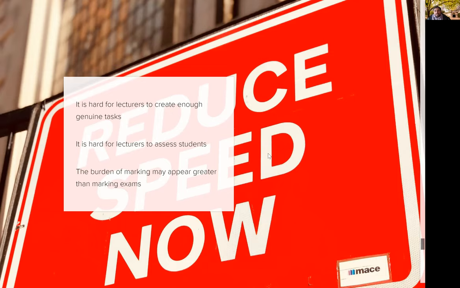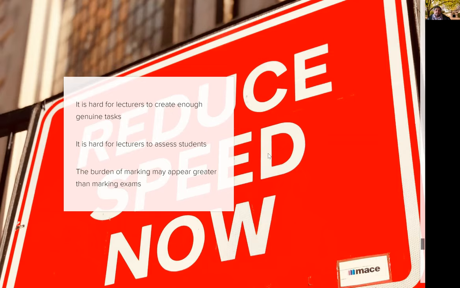And the burden of marking almost appears a lot greater than marking an exam because of the detail that you have to go into to understand the diversity of fields. For example, in the biodesign program, every project is different. And because every project is different, you don't know all of the details of every single project, and you have to actually learn those details before you can mark them adequately. So it is actually quite a difficult process to mark. But as I said, most of the limitations are teacher focus, not student focus.